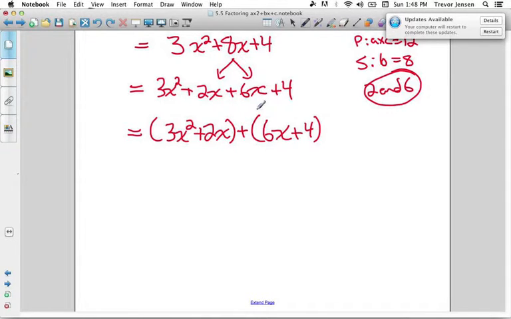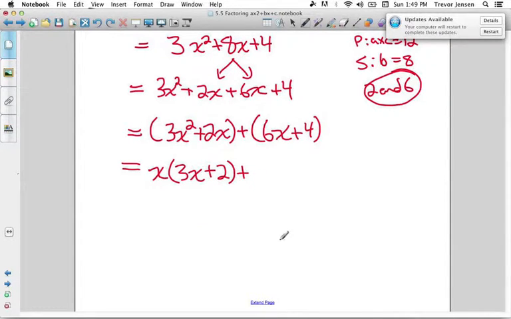That's an important step. Now look at each group individually and see if there's anything you can factor out from each group. In this first group, I have 3x squared plus 2x. Is there anything I can factor out between those two? Yes, both of those terms have an x. So I can factor out the x, and then divide each of the terms in the bracket by what I took out. 3x squared divided by x is 3x. 2x divided by x is 2. So I'm left with x times 3x plus 2.